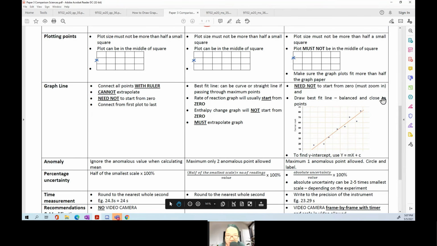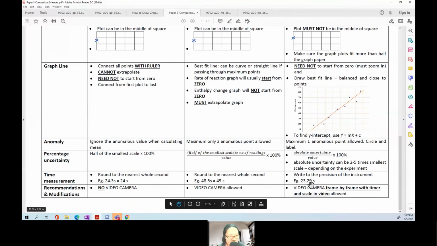Okay, so for physics we draw best fit line now. We are not connecting all points with a ruler. No. Our best fit line cannot be a curve. It's only a straight line. We draw very straight ones. Okay, so just read through all this.